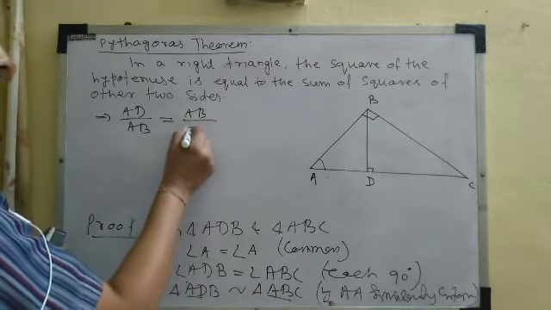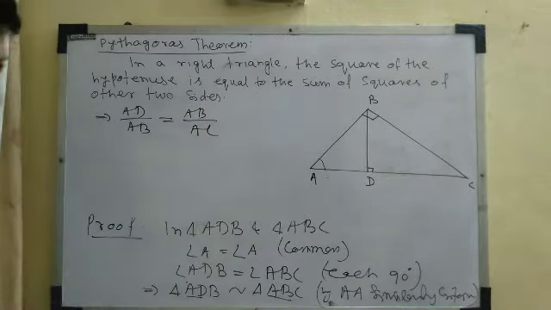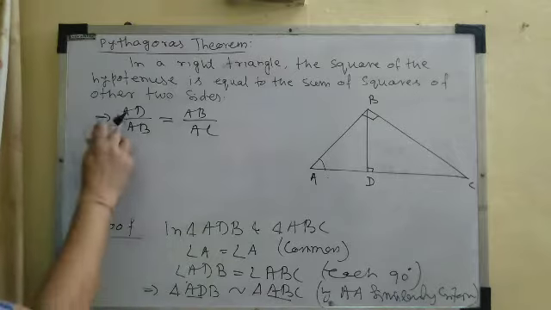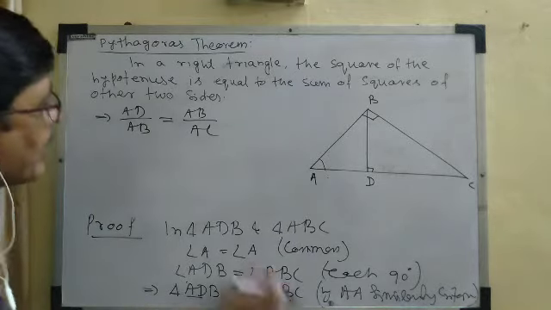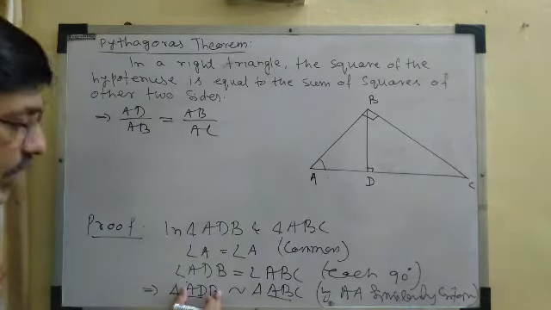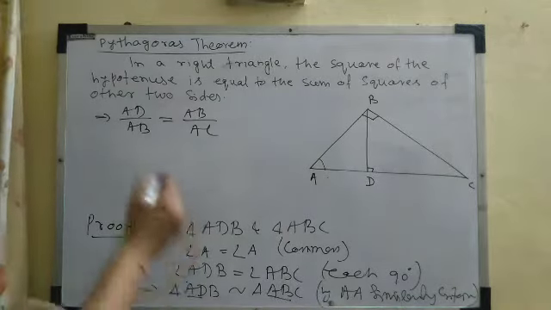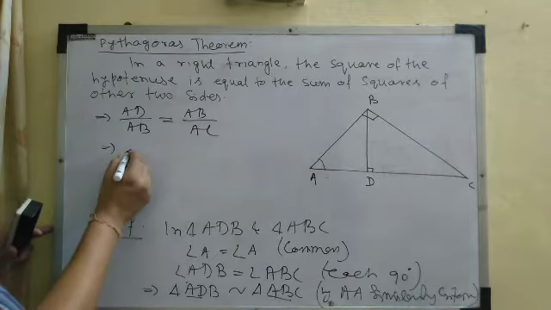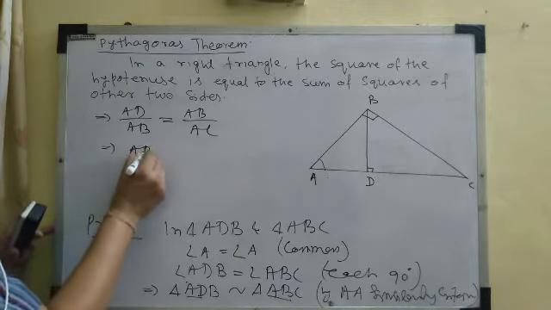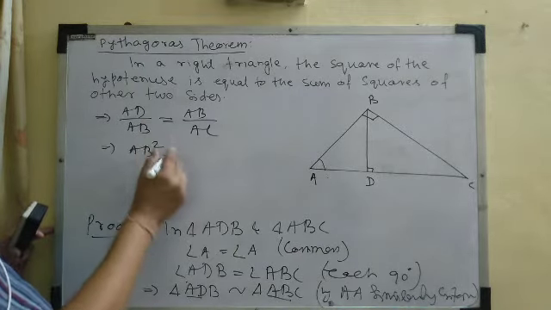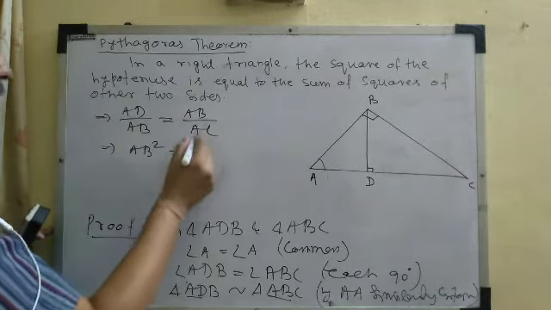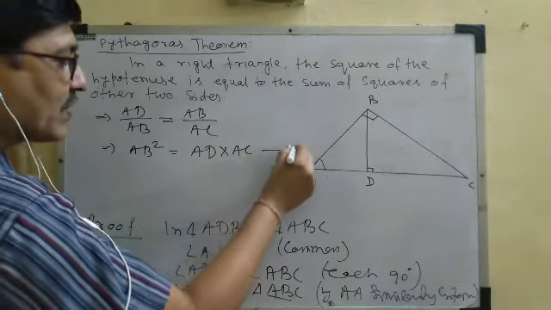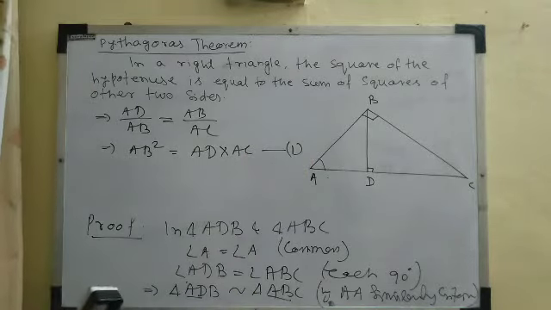One thing you have to keep in mind is that this AB should come on both sides. See, AD by AB, I took the AB here, and here also AB. Okay, AB should come on both sides. So which implies that by cross multiplication we can write it as AB square is equal to AD into AC. Let us consider this as equation 1.